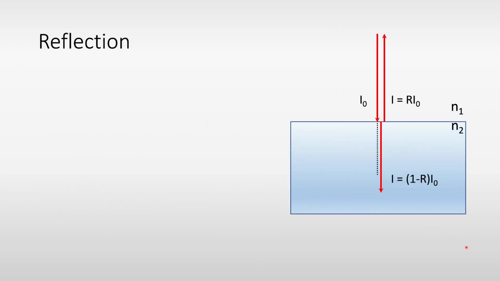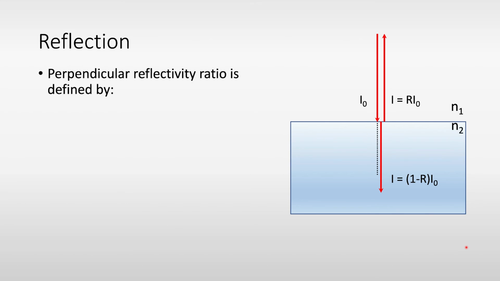A useful concept at this point is the use of reflection and reflectivity. So when we think of light being incident perpendicular to the surface, we get this reflectivity ratio defined by the intensity ratio of the two rays. So we have the incident beam I0 and we have the transmitted beam I. And we can find an expression for each of these intensities relative to the incident beam and the reflectivity ratio.